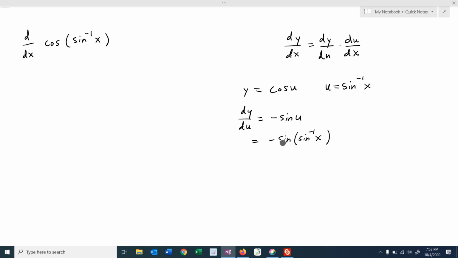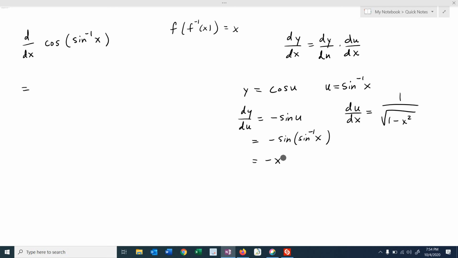These are inverse functions of each other, so if you take sine of its inverse, sine of arcsine of x, that just leaves you with x. Remember, when you compose a function with its inverse function, they cancel out and you're just left with x. And so here we're just left with minus x. That's our outer derivative. Then we need the inner derivative, du dx, which is simply the derivative of arcsine of x. And again, by theorem 319, that's just 1 over the square root of 1 minus x squared.